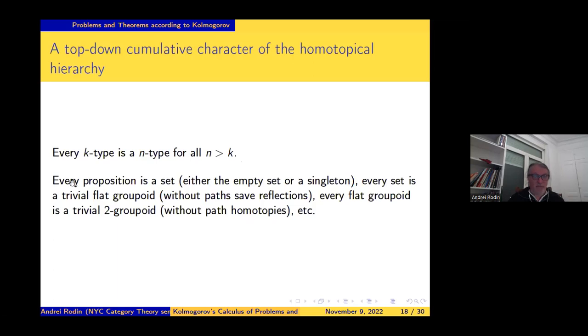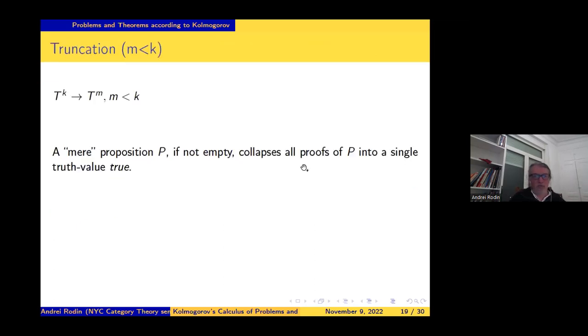Say every proposition is a set, as I just explained, empty set or singleton. But not every set is a proposition, you see. On the other hand, every set is a trivial flat groupoid. So you may just have, okay, I don't have paths, and it's still a groupoid, just a trivial groupoid, and so on. And actually, I'm going to use this remark in what follows.